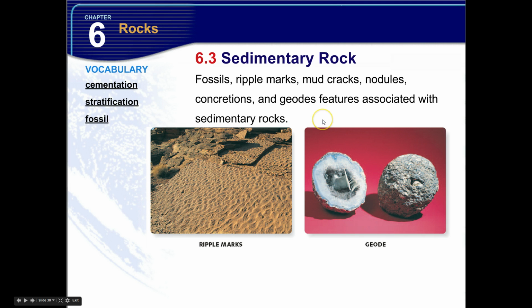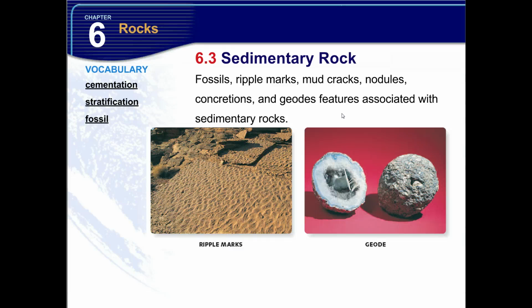Now, fossils, ripple marks, mud cracks, and nodules, concretions, and geodes are all features associated with sedimentary rocks. Fossils, obviously, come from a living animal that at one time was buried and compacted within that sedimentary rock. Then the fossils will be sitting in that sandstone and can be found by archaeologists. Fossils are found quite often in different parts of the world.